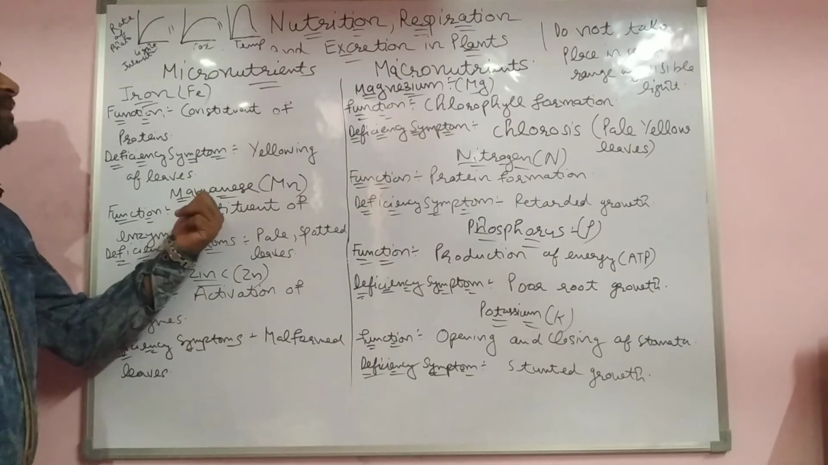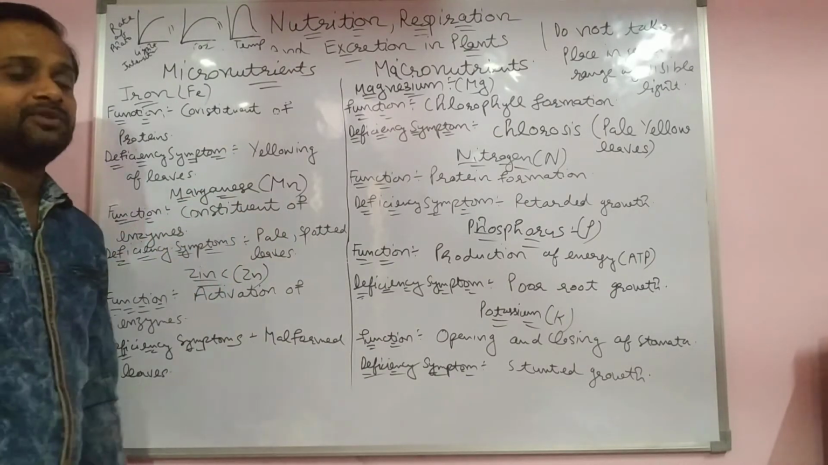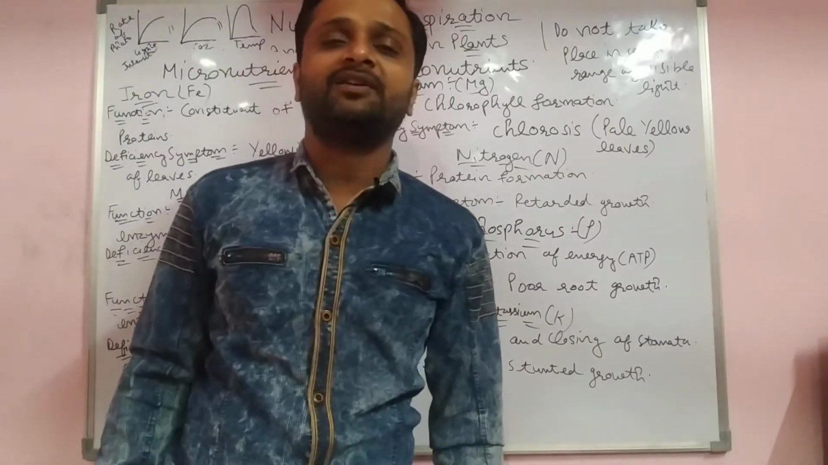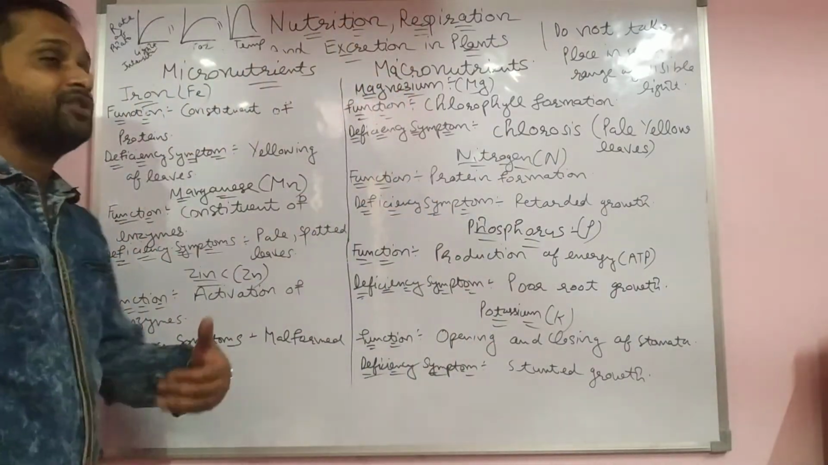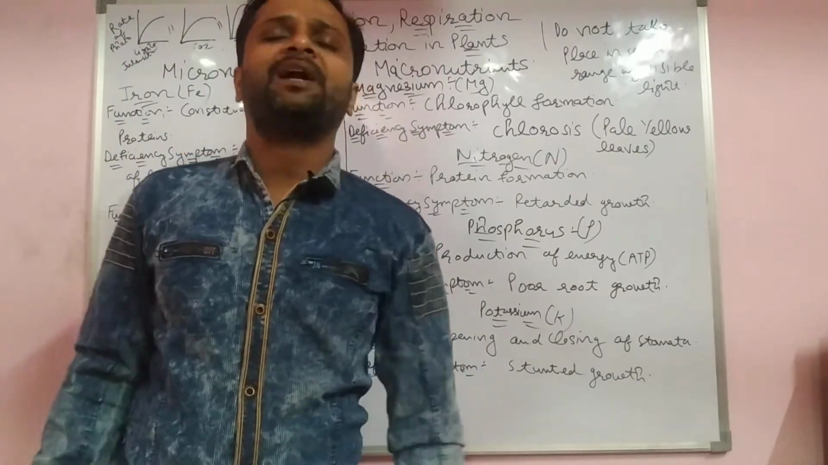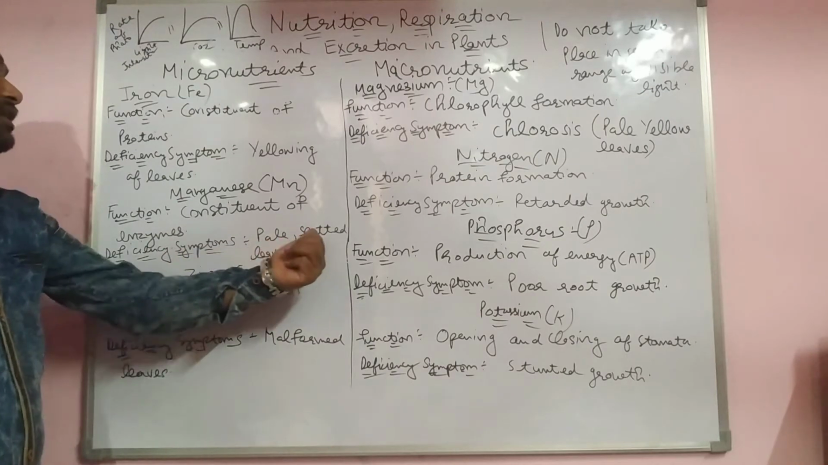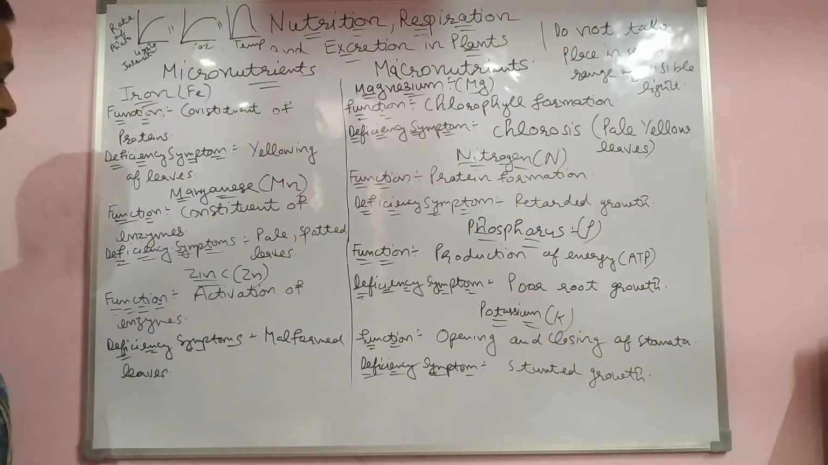Second is manganese. Symbol is Mn. Function: constituent of enzymes. It helps in the formation of enzymes in the plant, students. Enzymes catalyze the reaction. A catalyst makes the reaction fast but does not participate in the reaction. What is the symptom? If there is deficiency, pale spotted leaf. Spots come on the leaf.